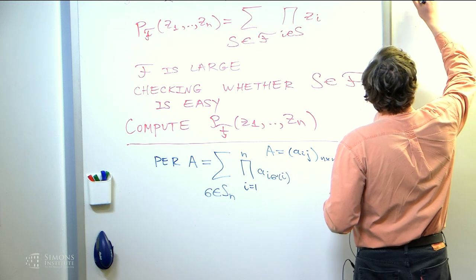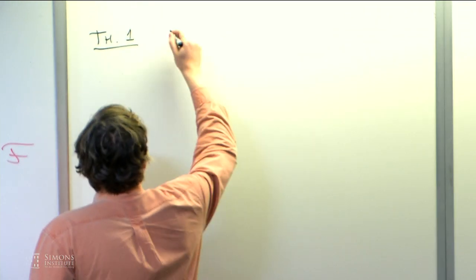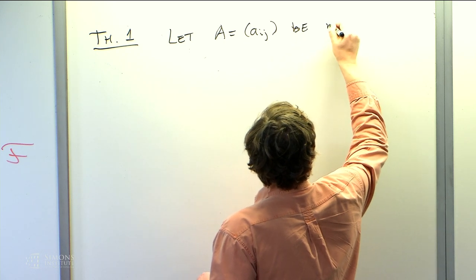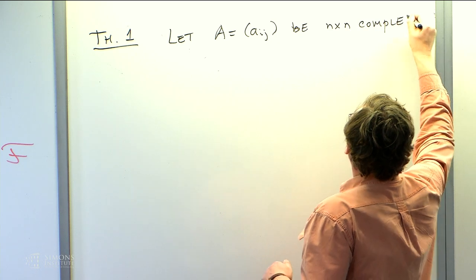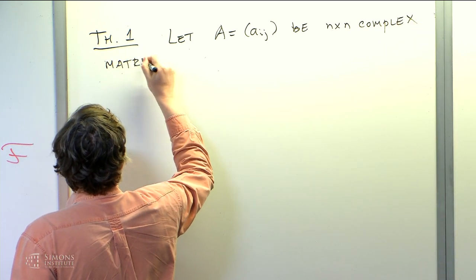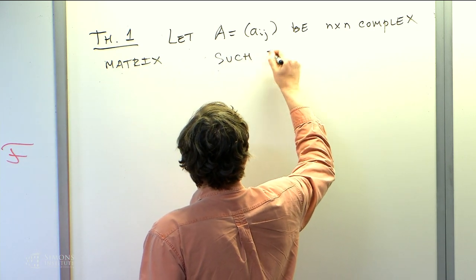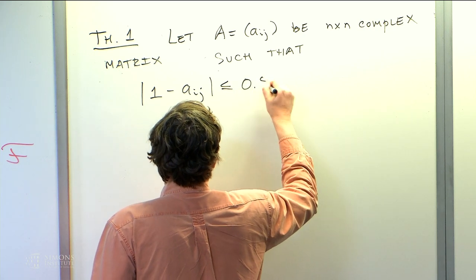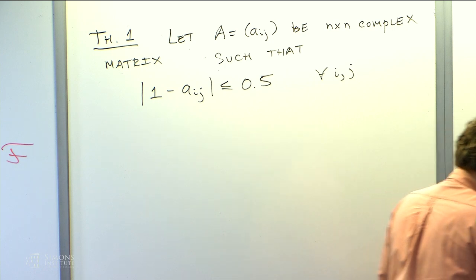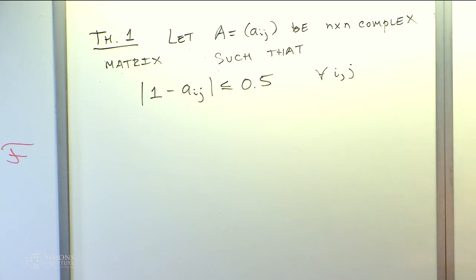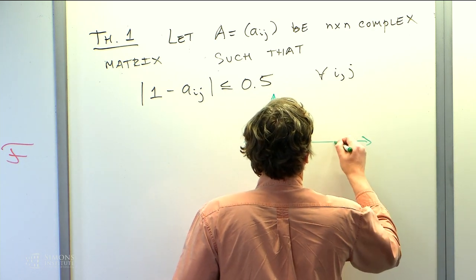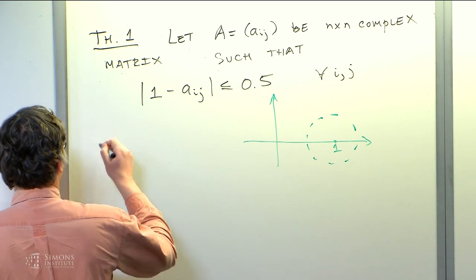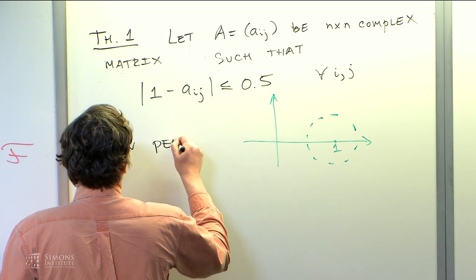So theorem one. Let A be an n by n complex matrix such that all entries are within distance 0.5 from 1, for all ij. So the picture is as follows. We have entries in that disk around 1. Then the permanent of A is not 0.